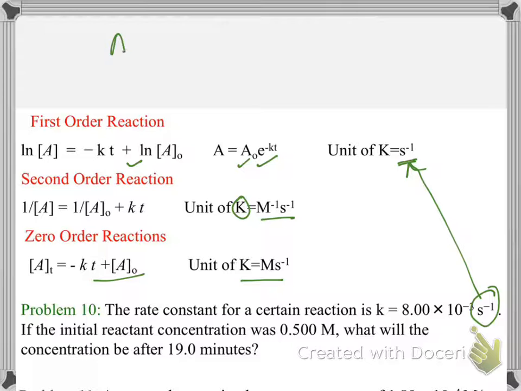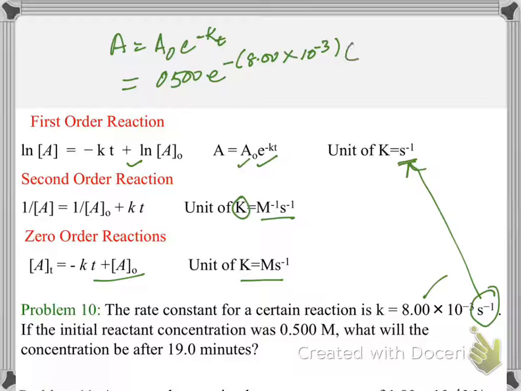So if you use this one, A equals A naught e to the power negative Kt. Your A naught, the initial concentration that we started with, is this, e raised to the power negative K, whose value is given, 8.00 times 10 to the negative third, times time. Now the unit has per second, so you have to change 19 minutes to seconds by multiplying it with 60. So it equals 5.47 times 10 to the negative fifth. That will be the answer.